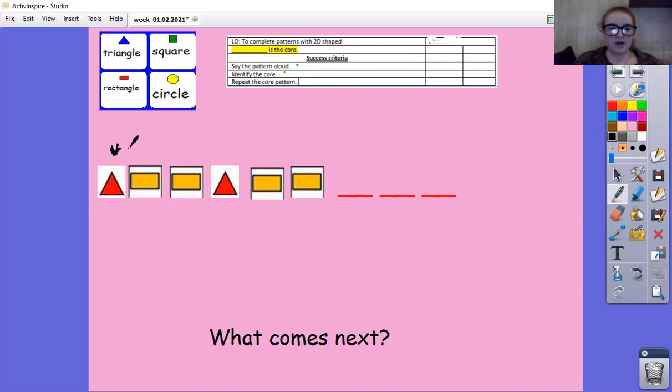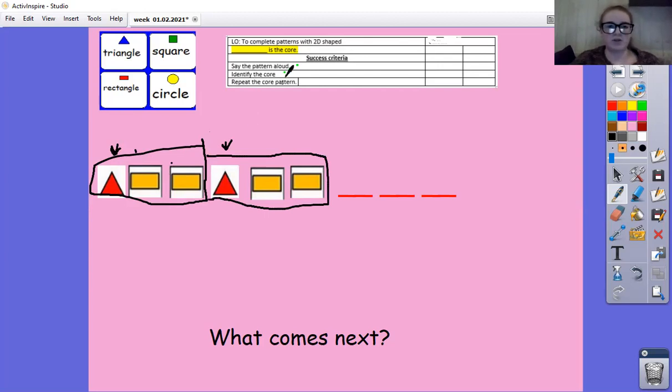So I can see that I have a red triangle here, rectangle, rectangle, and then I have another red triangle. So is that red triangle involved in that core? Well, no, because if it did, then I'd have another one here. So this is where my core finishes. So this is my core here, because this red triangle is the start of that core. Fantastic. So identify the core, repeat the pattern. So now I want to repeat the pattern. So I've got red triangle, comes first in my pattern, orange rectangle, orange rectangle.